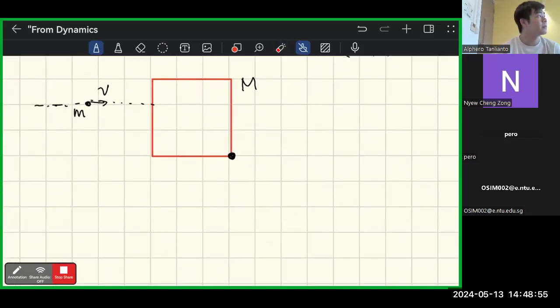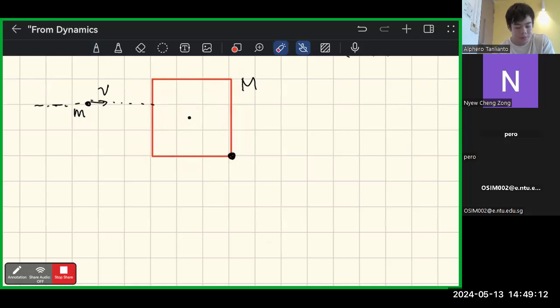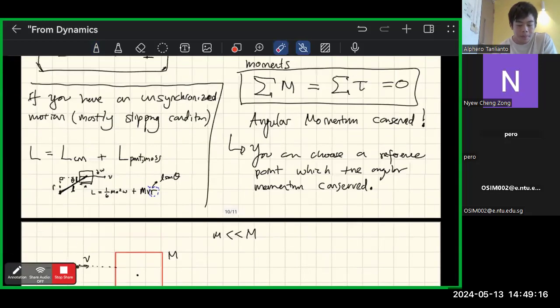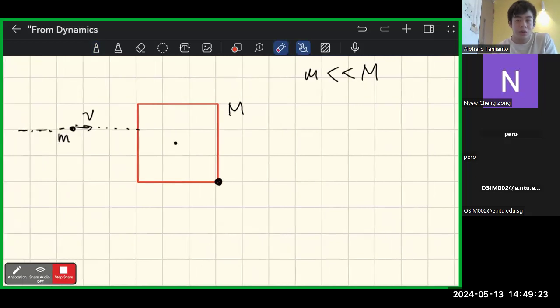So the thing is that, let's say we have the center of mass of this block, of this cube here. As I said earlier, to do the angular momentum problem, you have to check that the sum of the moments is 0. So we cannot use this point as a reference point.